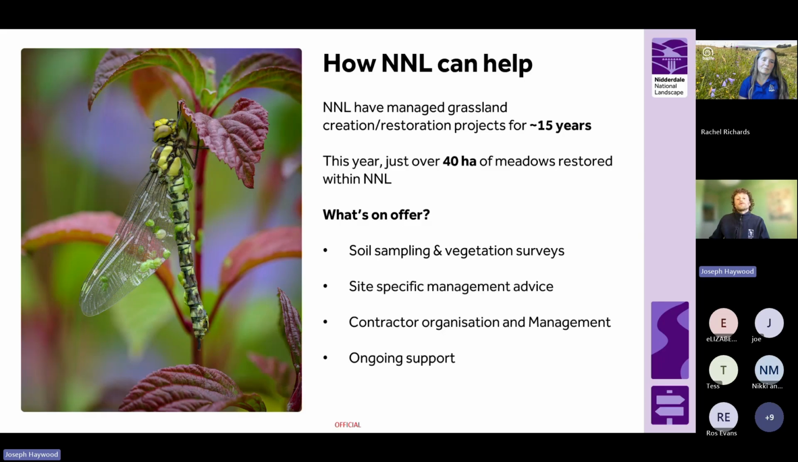And we can provide, what's really important, ongoing support. We don't just leave you when we've done the restoration. We stay here and we can provide ongoing tailored support years and years after the restoration. And you'll be glad to know all of this is for free.